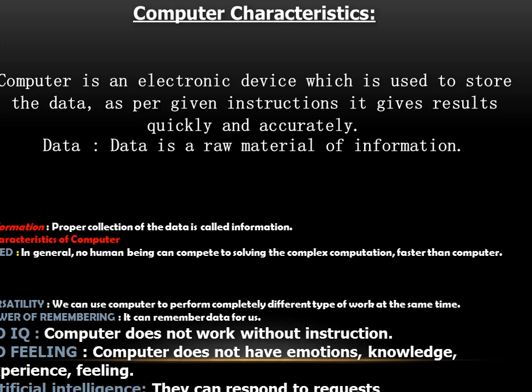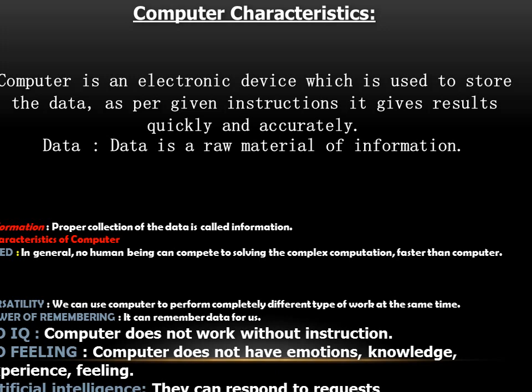So a computer is an electronic device which is used to store data as per given instruction, or an electronic device which transfers data. Transfer means a modem modulates and demodulates. Well, let's look into the aspect of information. Information is properly collected data, or data that is well processed. It's what we call information.